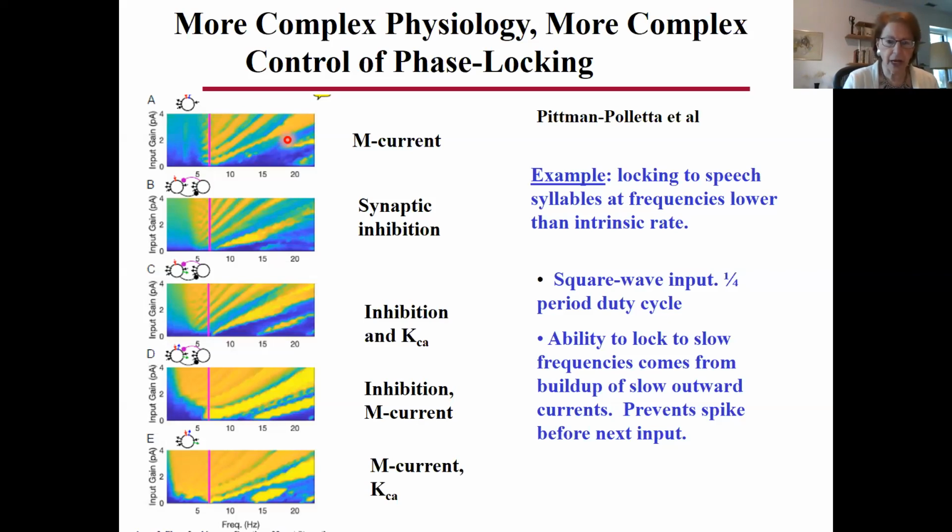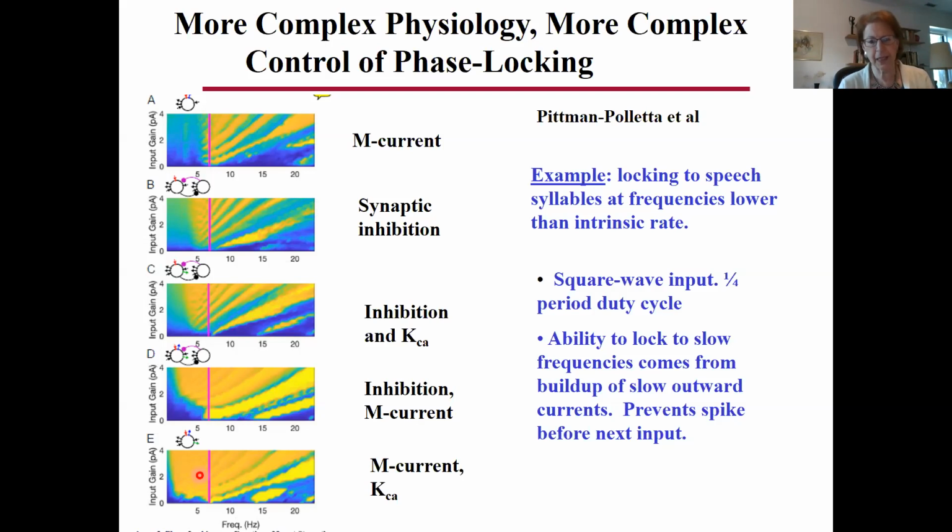So these 5 different models are being put in order of how well they do at being able to lock to these low frequencies. And the worst one is the M current alone. The best one is the M current with the much slower current. We have some mathematics that shows what's happening here, but it's complicated. I'm not giving it to you.